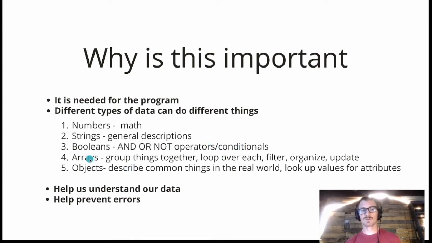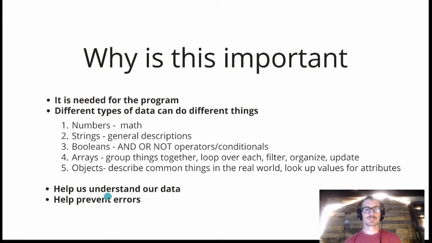Arrays are going to be good when we want to have a list of things. We want to loop over a list of things and do something, or we want to filter a list into a sublist. So it's a way to organize and update items. Objects are good at describing common things in the real world. Like we saw our person, that could be a person object. We could have a car object that describes all cars. A car would have a make, model, etc.